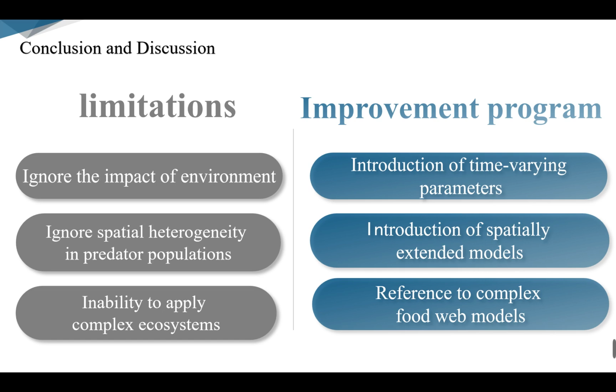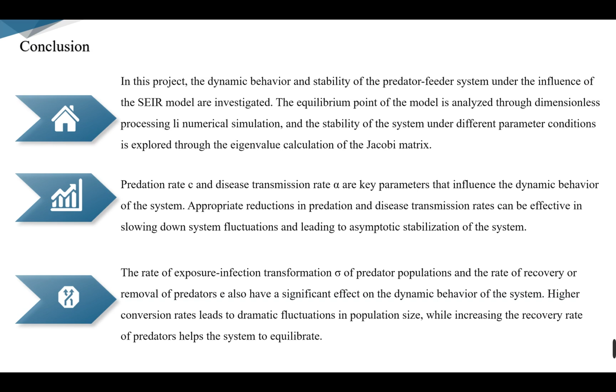To enhance the model, we can introduce time-varying parameters and consider spatial extension. Also, we can refer to complex food web models for extension. In summary, this paper investigates the dynamic behavior and stability of the predator-prey system under the influence of the SEIR model. The numerical simulation results show that a higher conversion rate accelerates the infection process of predators, leading to drastic fluctuations in the population size, while increasing the recovery rate of predators helps the system tend to equilibrium.